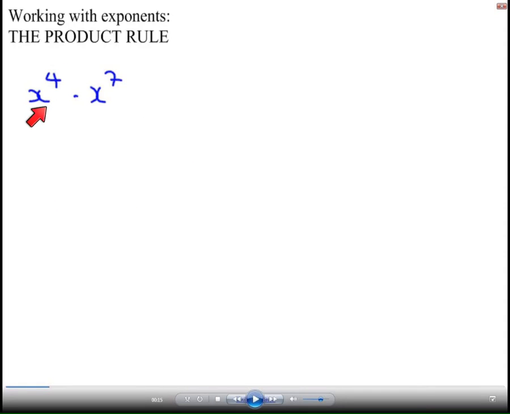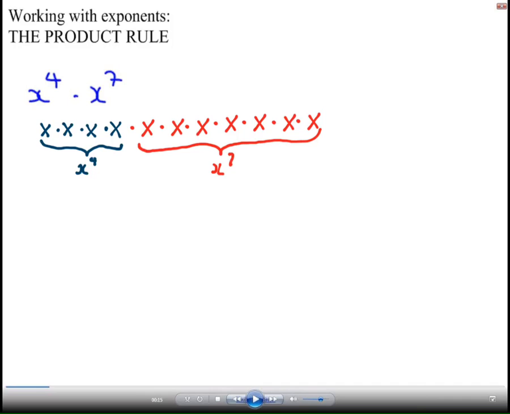Even if I don't know what the base is, as long as the bases are the same, say they're both the unknown value x, I've got 4 of them and an additional 7 of them. If I look at x to the 4th and x to the 7th all strung out, I would see that there are 11 x's all being multiplied together. So this is really x to the 11th power. 4 x's and an additional 7 x's gives me a total of 11 x's all being multiplied, which is why I use exponents here.